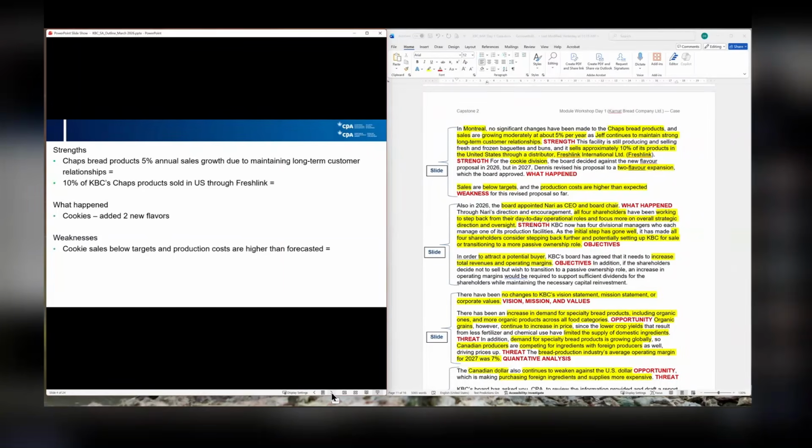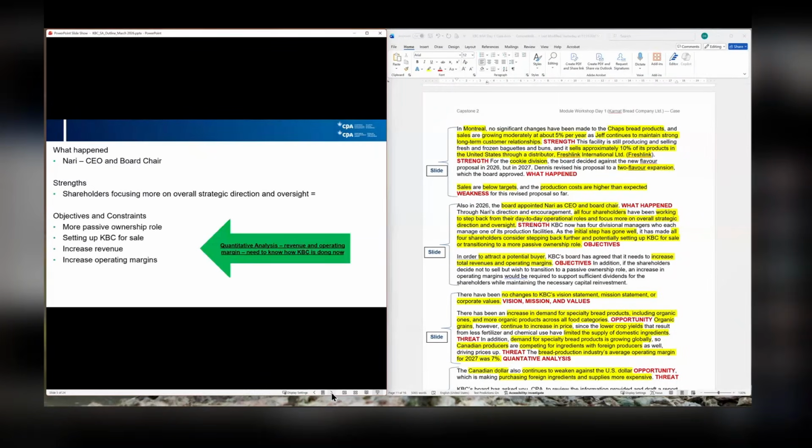So let's look at the next few paragraphs and what's the relevant information that I need to extract? Well, Narni is now the CEO and the board chair. From a strength perspective, the shareholders, they're focusing more on the overall strategic direction and oversight. So that's a good thing.